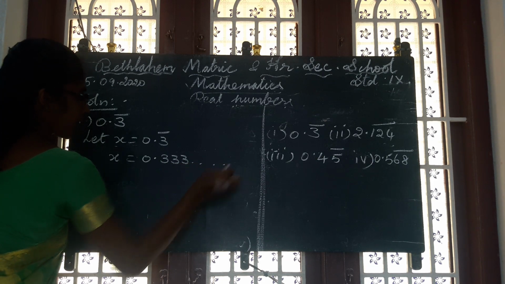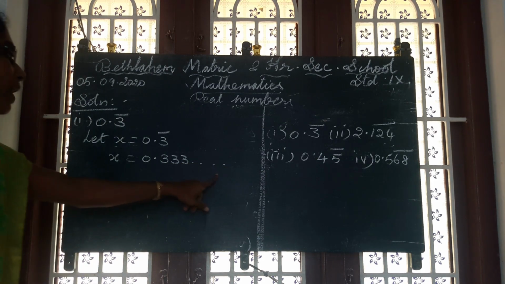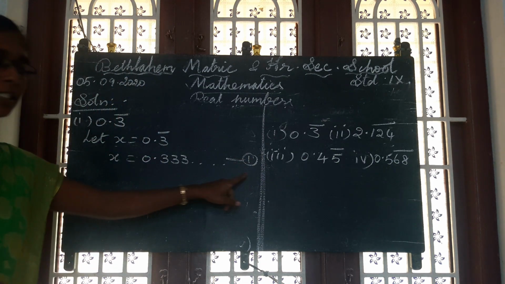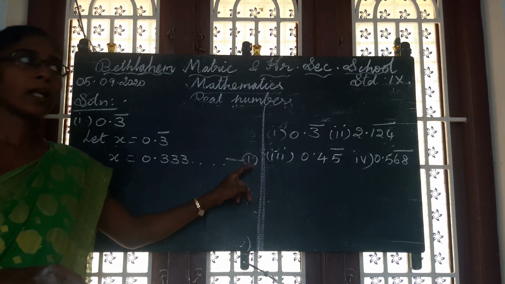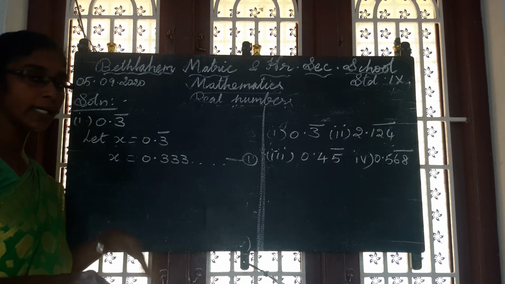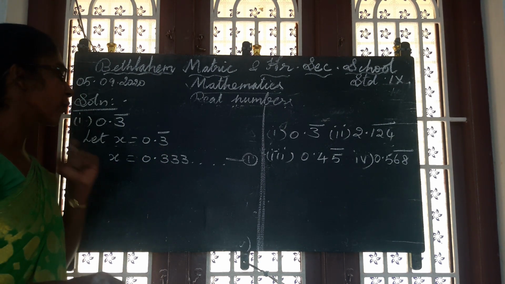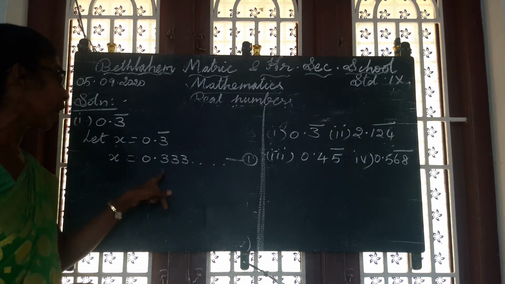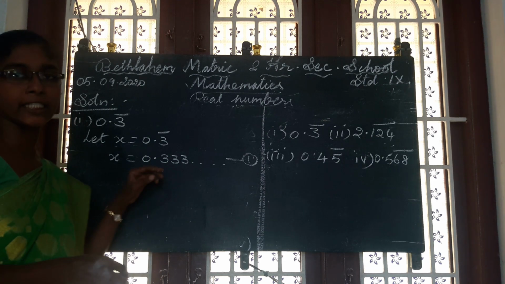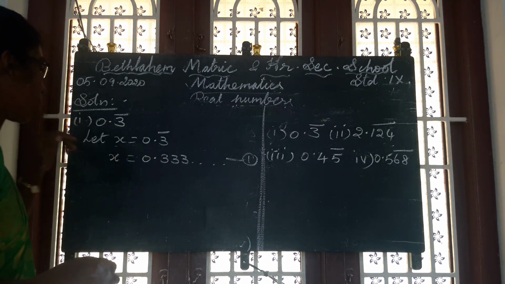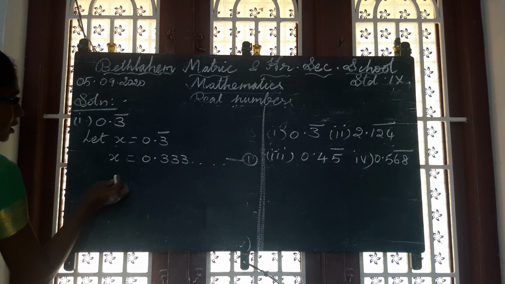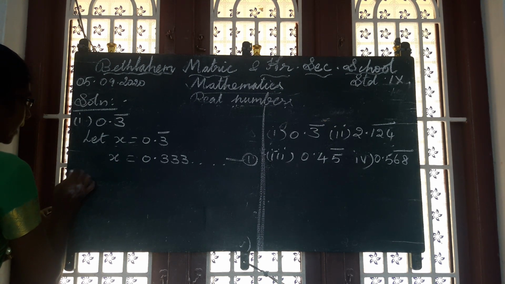0.333 etc. Take it, this is equation number 1. Here, how many digits are repeating? Only one digit is repeating. If one digit is repeating, you have to multiply this equation 1 by 10. So if you multiply by 10, what will we get?